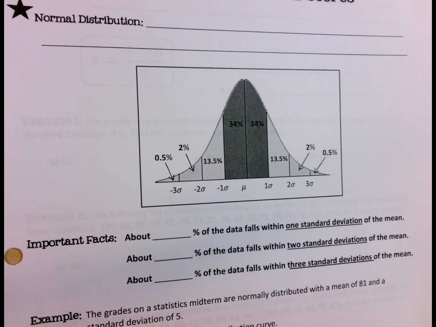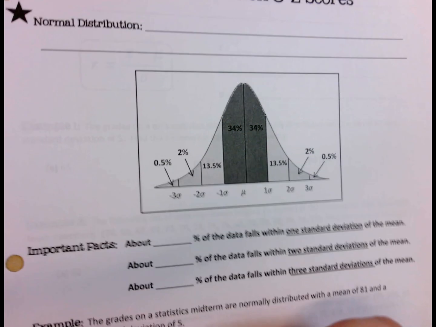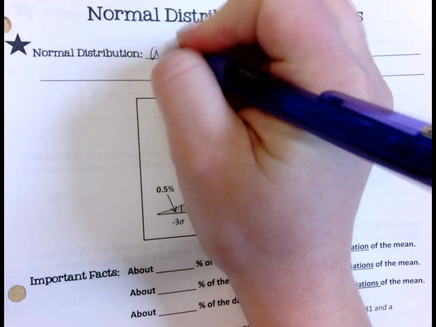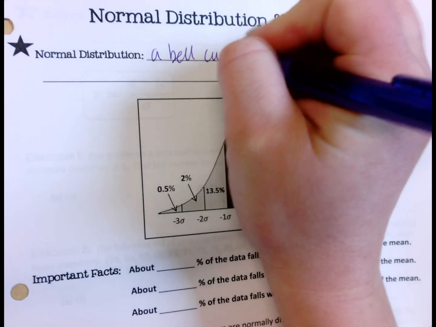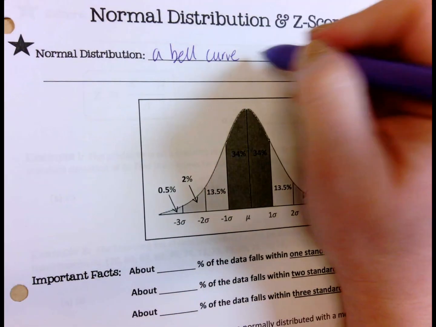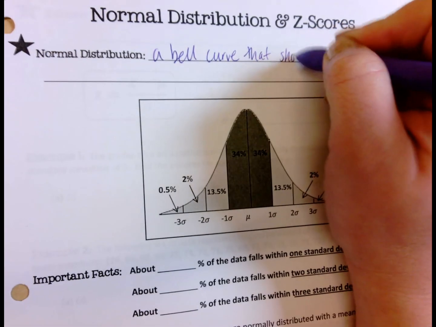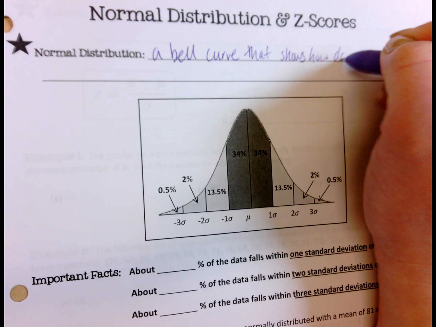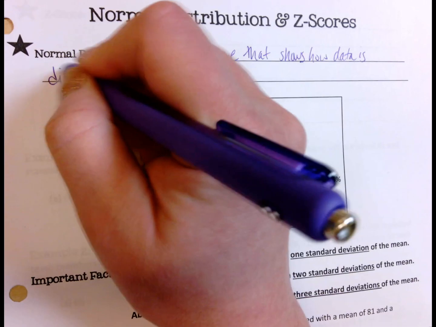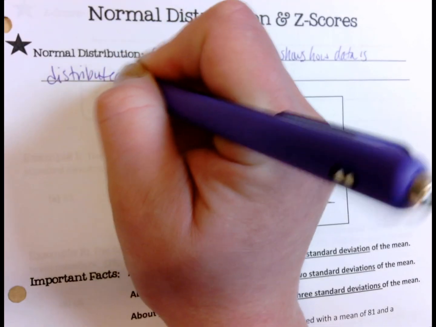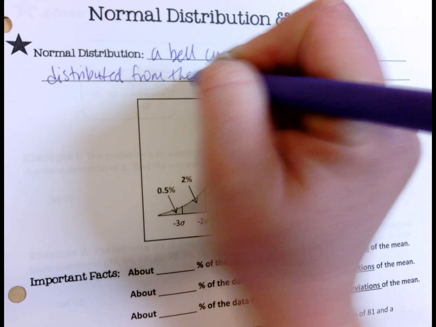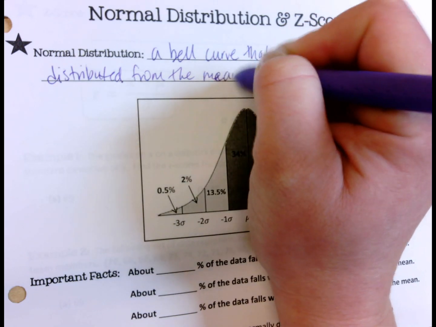Okay, so now we're going to talk about that bell curve that we mentioned before. Normal distribution of z-scores is something we're going to focus in on here for just a few minutes. Normal distribution is a bell curve, and it's called that because it looks like a bell shape. What it does is show how the data is distributed from the mean. So again, similar to what we were talking about before with dispersion.